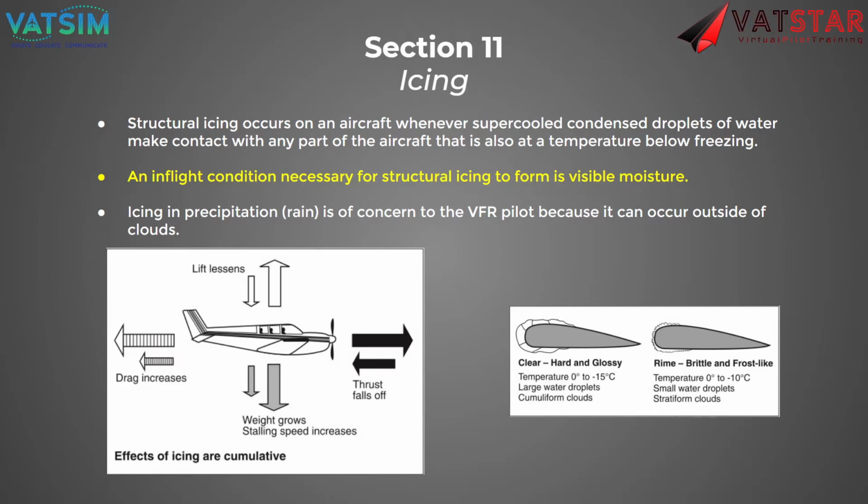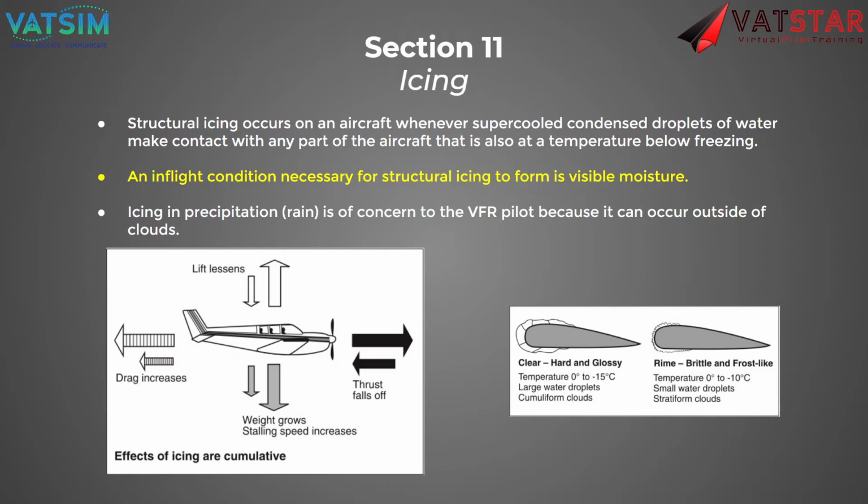Structural icing occurs on an aircraft whenever supercooled condensed droplets of water, so not exactly ice, but the water's cold enough where it will freeze on impact with metal, make contact with any part of the aircraft that is also at a temperature below freezing. So if it's very cold out and you're flying in the winter and you go into a cloud, which is supercooled water, that water or vapor is going to freeze onto your wing. It's just science. You have a liquid that's going to freeze onto a very cold solid, and that's how you get ice.